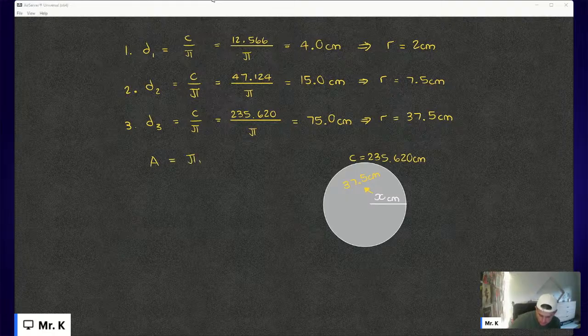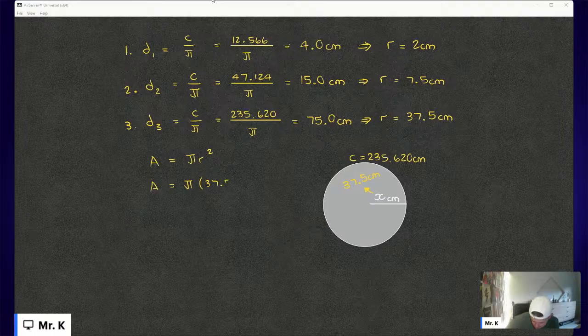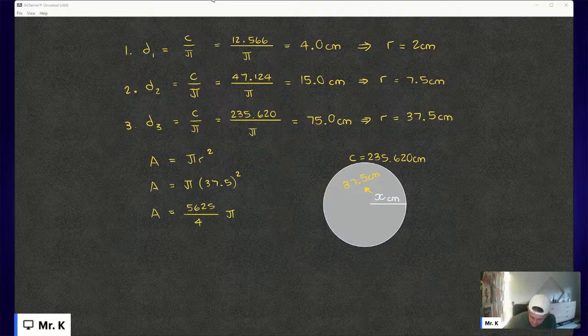So to complete question 3, we need to be able to say that the area of a circle is equal to pi r squared. And in this case, we know that r has a value of 37.5 being measured in centimeters. So you can again put this straight into your calculator, but please just be careful with your exponents. Now, you are allowed to write, for example, 5,625 quarter pi, right? This is the answer that your calculator gives you first.